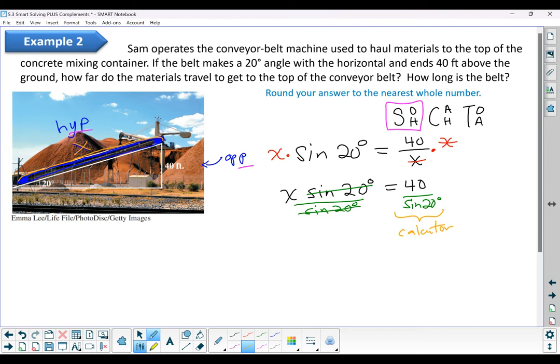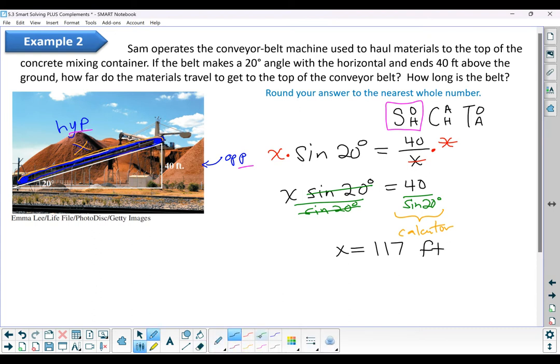It says round to the nearest whole number. So we would say that the length or the distance that the material travels to get to the top is 117 feet. So I rounded to the nearest whole number.